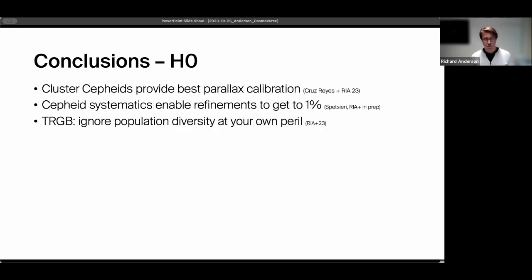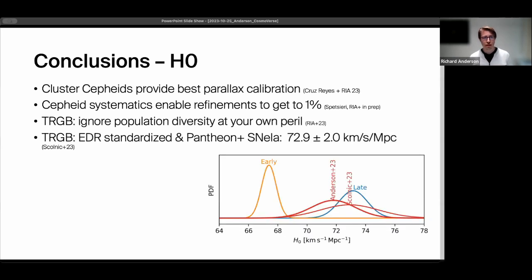Then the diversity of the population of the TRGB should really not be ignored. Once that is combined with a consistent treatment of Pantheon Plus, the result is, I seem to have a number issue here, but apologies, it's about 73, fully consistent with the SH0ES result. If we apply our LMC calibration to the CCHP results, then we would get something like 71.8.